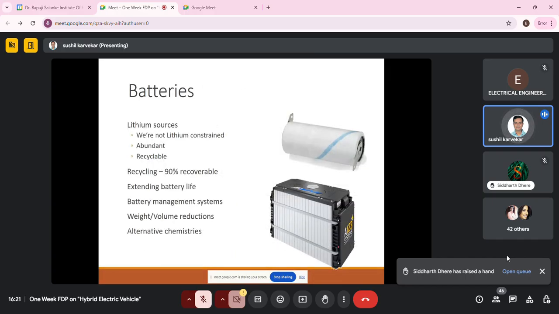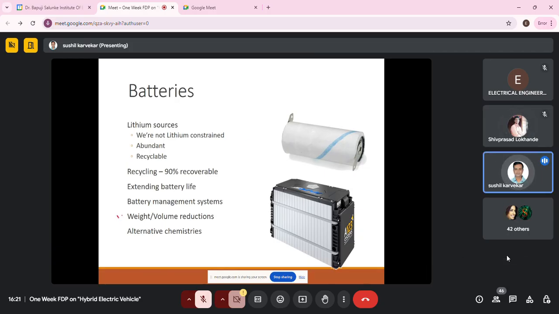Now the type of batteries present over here are lithium sources. Lithium is very abundant, and that is the reason why we make use of lithium and lithium polymers. In addition to that, the weight to volume ratio is higher as compared with any other type of battery, lead acid batteries or tubular batteries or any other type. It's very advantageous when we consider lithium source as the prime element.